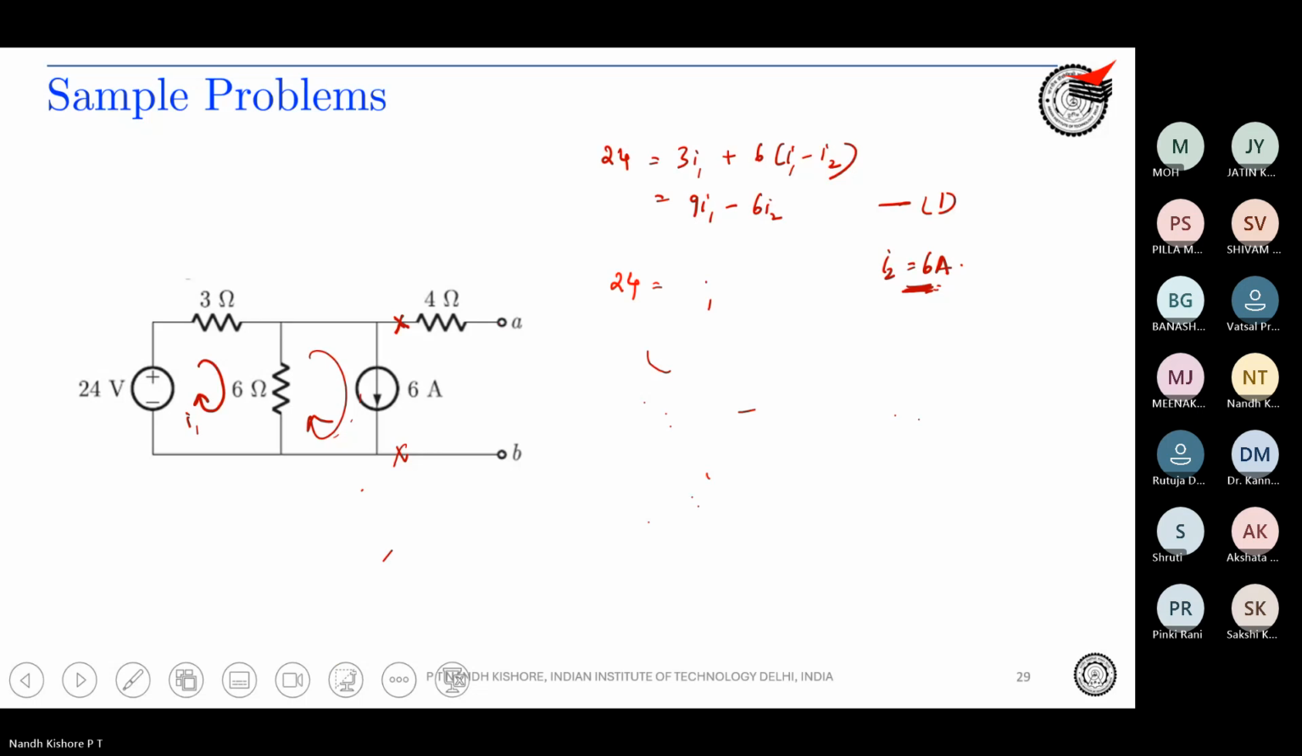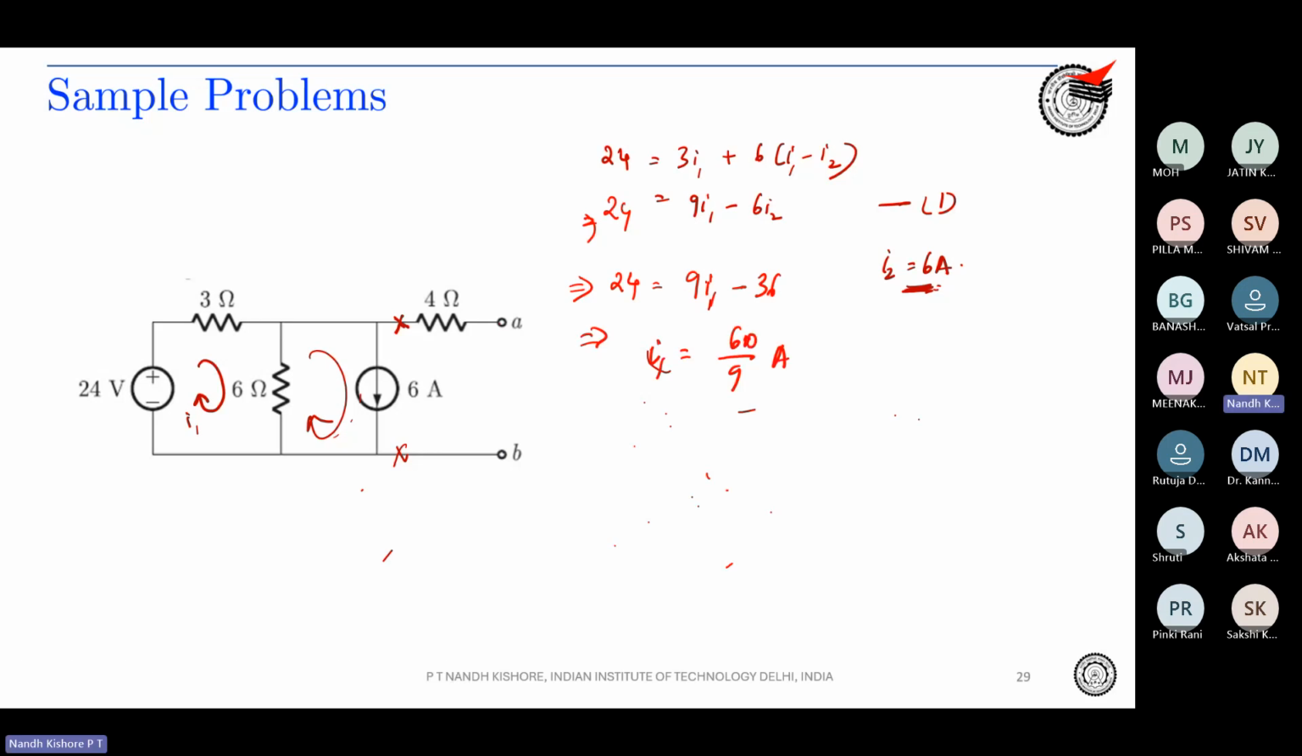Now just rewrite the equation. 24 is equal to 9I1 minus 6I2. I2 is 6 ampere, so 6 times 6 is 36. So you get 9I1 equal to 24 plus 36, which is 60. So I1 is 60 by 9 amperes. This is your I1.